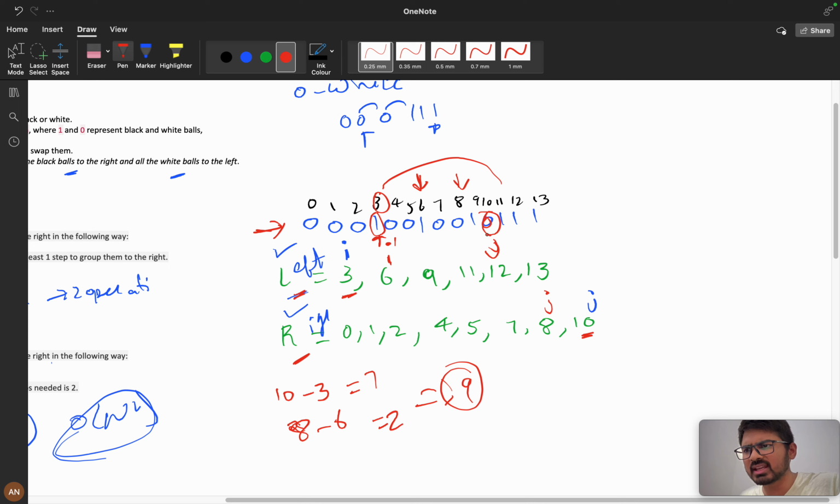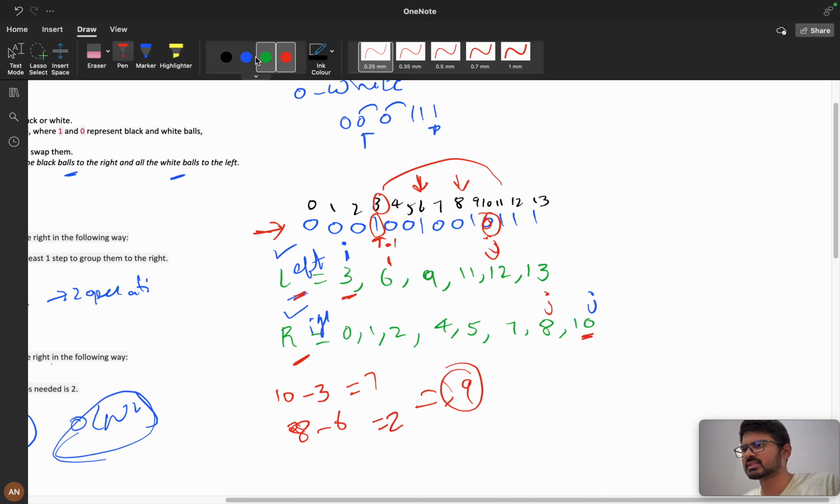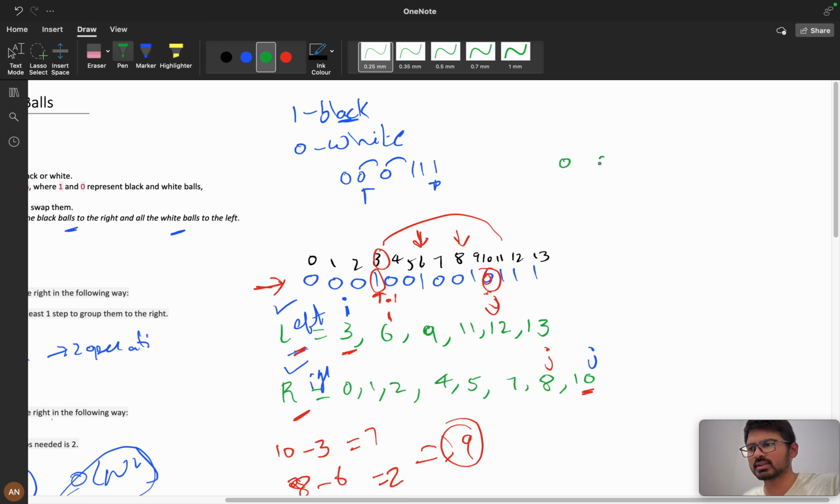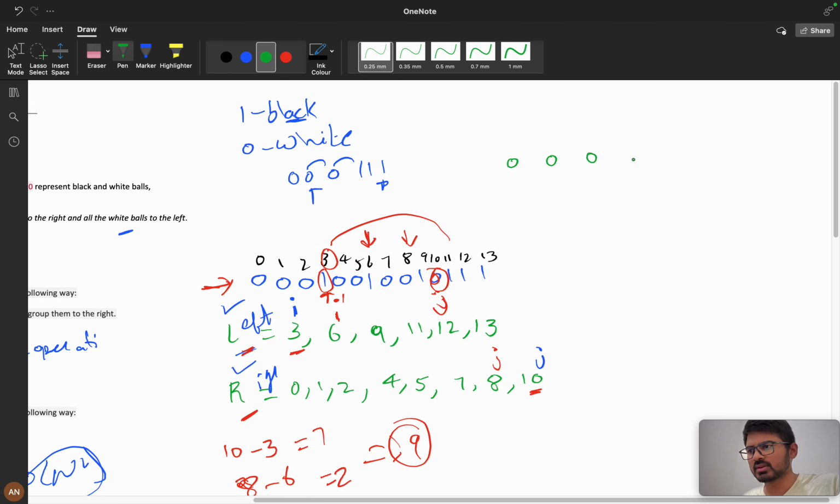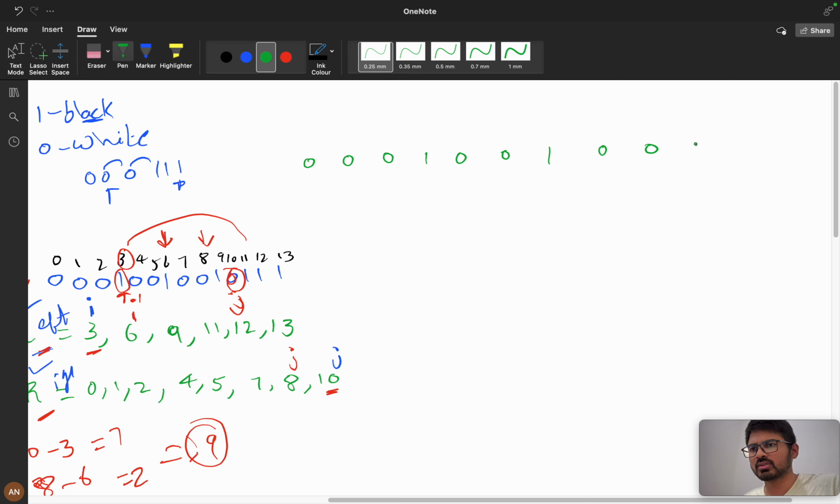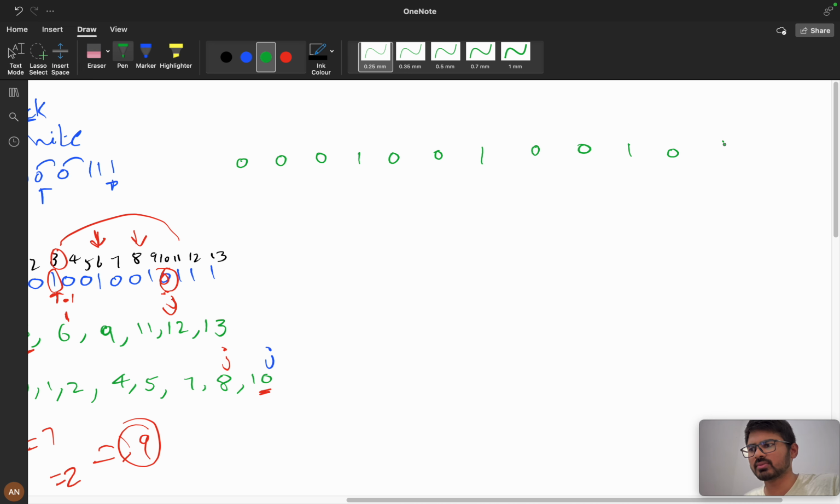you should make any element. Now let's see. It becomes 1 0 0 1 0 0 1 0 1 1 1. Now we are swapping these two, and we are swapping these two.